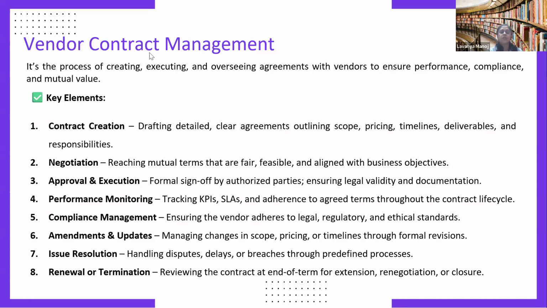Then negotiation, reaching mutual terms that are fair, feasible, and aligned with business objectives. Approval and execution, formal sign-off by authorized parties, ensuring legal validity and documentation. A contract between a company, an enterprise, and a vendor, another agency or another business, definitely involves a legalized third party. As a witness, they have to sign the document. So it's not just the parties involved in the business who are mentioned in the contract, but also a legal witness mentioned in the document.